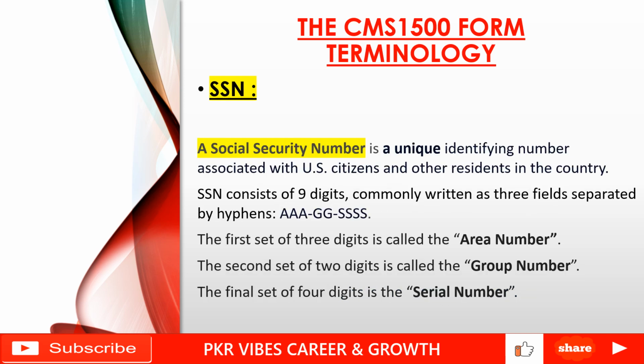Okay, now we will discuss SSN. Social Security Number is a unique identification number associated with US citizens and other residents in the country. SSN consists of 9 digits, commonly written as 3 fields separated by hyphens. So SSN format is a 3-2-4 format. The first set of 3 digits is called the area number. The second set of 2 digits is called the group number. The final set of 4 digits is known as the serial number.